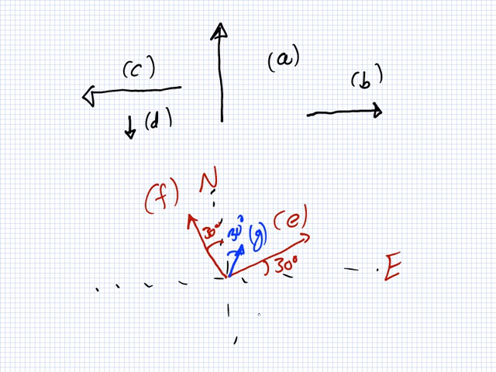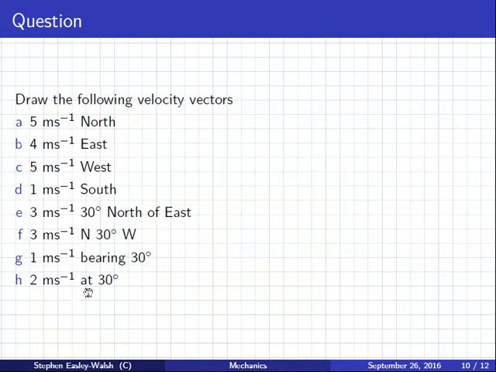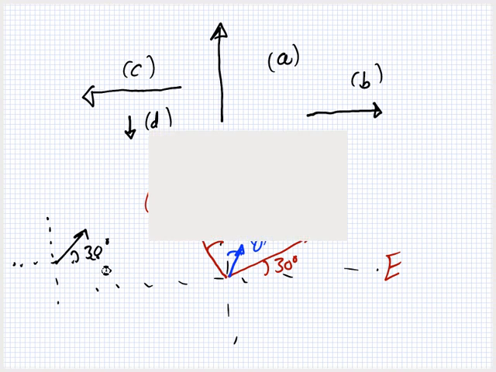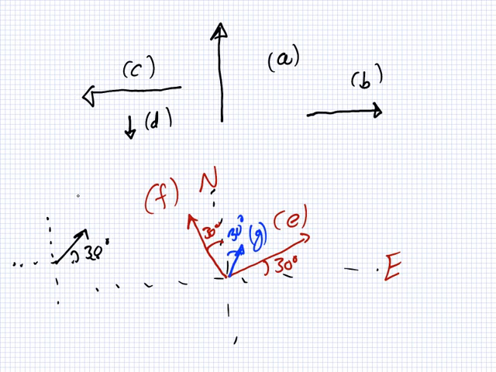And finally, I might have to draw it over here. I'm out of space. 2 meters per second at 30 degrees. First quadrant, 30 degrees. So we start here and we go 30 degrees this way from the x-axis, and that's H.